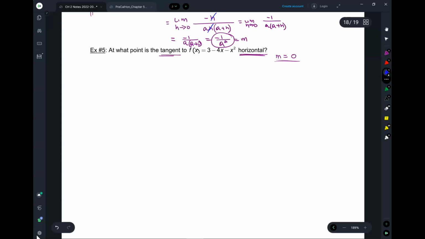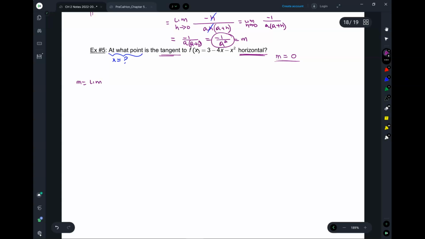Now in calculus, we're very efficient, so the wording is very important. Each word and phrase is there for a reason. When you read "at what point," this is asking you what is the x value that satisfies the condition. We want the slope to be equal to 0. Well, first we need to find the slope. So let's find the slope first.